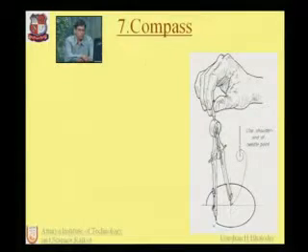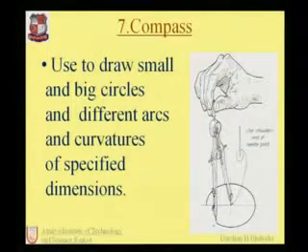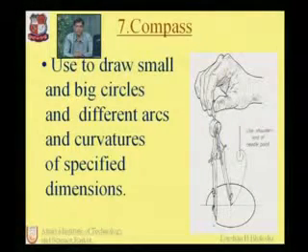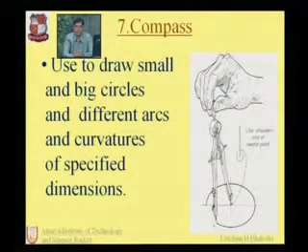What is the use of this compass? The compass is used to draw small or big circles of any given dimensions, whether it is a circle of 360 degrees or a curvature of any degree, but the condition is that it is of specified dimensions. We cannot draw uneven dimensions with the help of this compass, so the dimensions should be fixed.